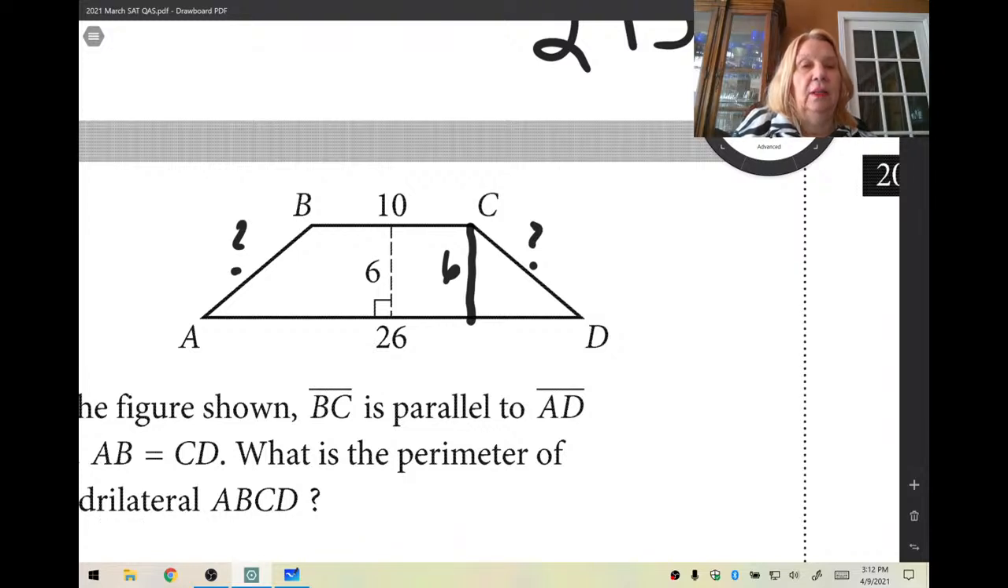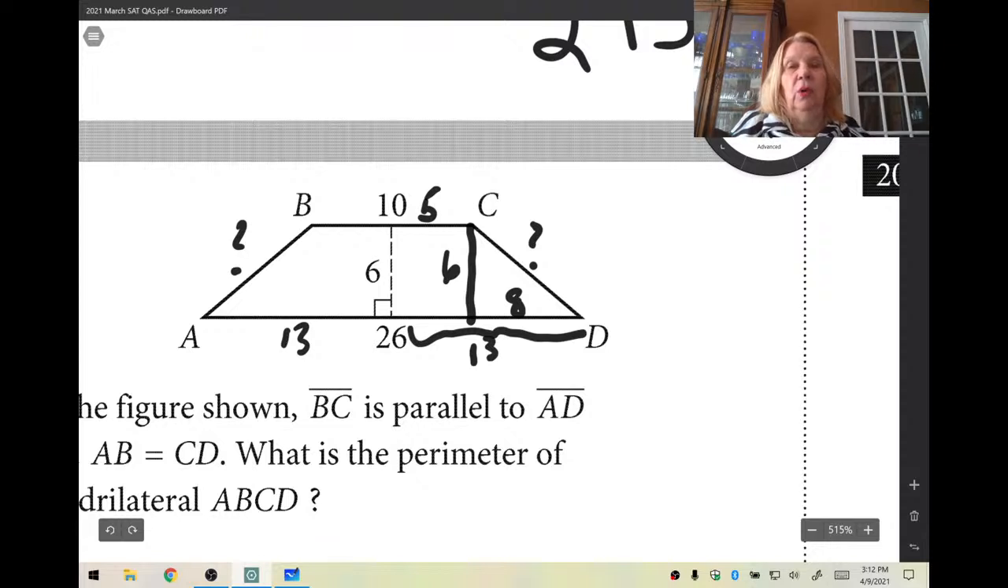We know that this is going to be divided equally. So this will be 13 and 13. But we're taking away the 5 here. And so if this is 13 minus 5, this will be 8. And we're going to learn this in the triangle lesson. We could use the Pythagorean Theorem, obviously.